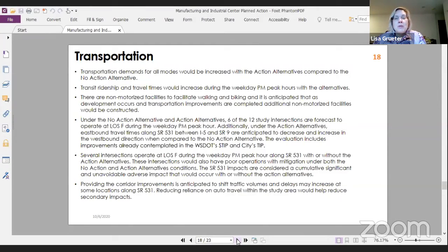There are improvements planned in the city's Transportation Improvement Program and the state's Transportation Improvement Program. Those intersections that have been identified for poor operations would be proposed for improvement, and we'll get into in the planned action that there would be a cost share for development to help pay for the cost of those improvements.